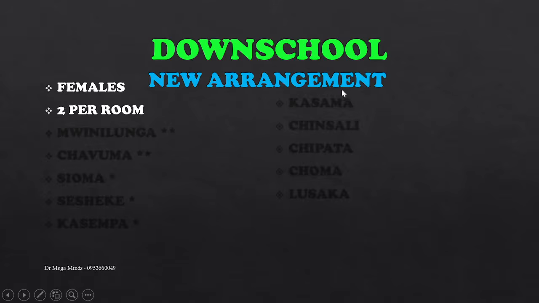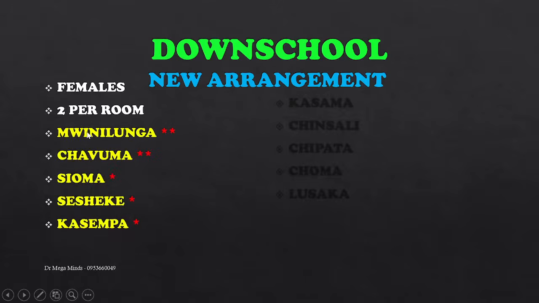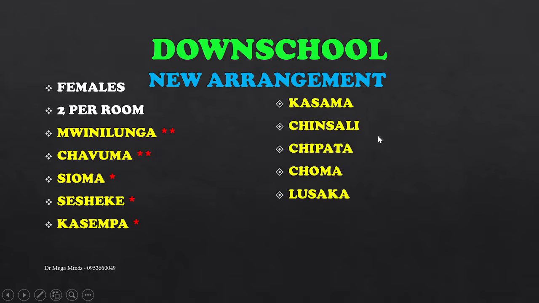So the new arrangement, there are only 2 per room. There are no hostels for 4 people in a room. So we have all these: Mulunga, Chavuma, Sioma, Sesheke, Kasemba. And we also have Kasama, Chinsali, Chipata, Choma, Lusaka. So what about these stars? These stars simply mean these hostels are quite good.